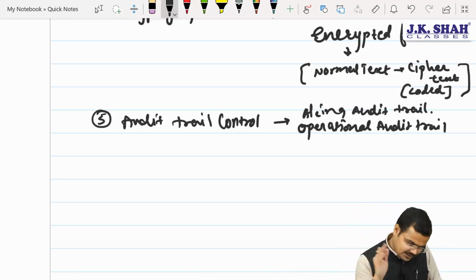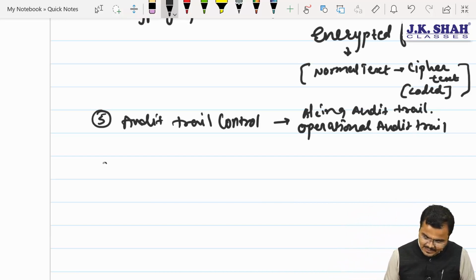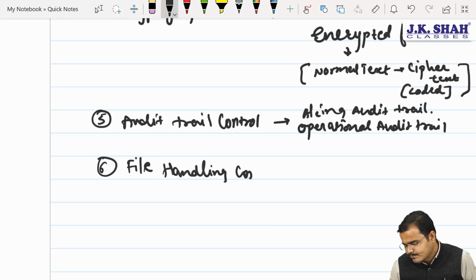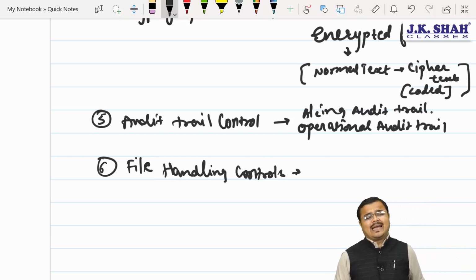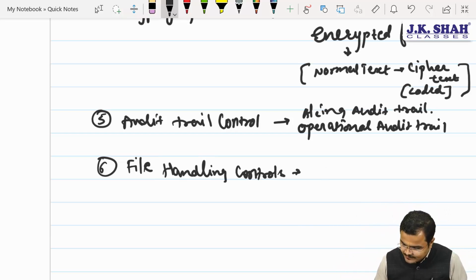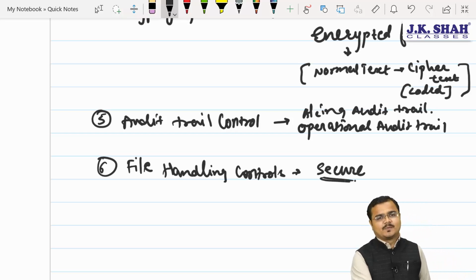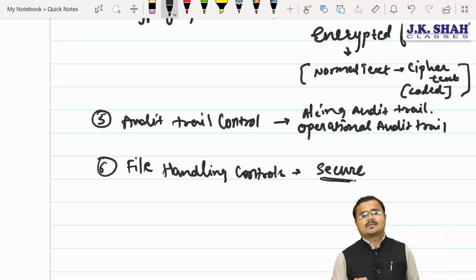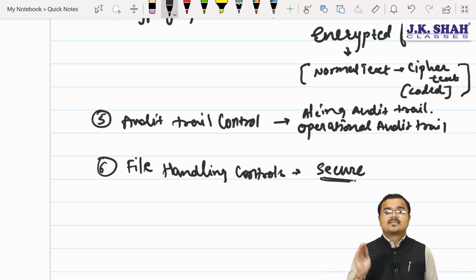Correct, chartered? Yes, sir. Number 6, people, the last one I'll cover over here, is called file handling controls. See this, chartered, it is very important that these files must be kept completely secure. This file should not fall into the hands of any unauthorized person. Otherwise, we have completely failed in managing our database in an integrated, secured way.